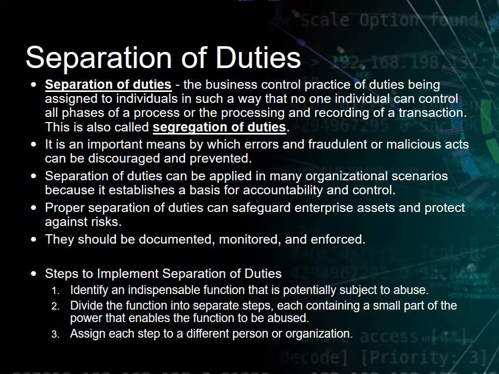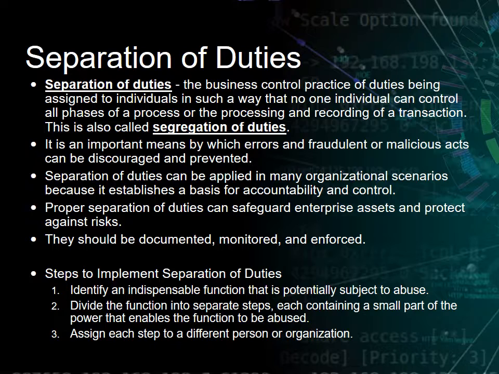So, for example, somebody who puts in a purchase request order cannot approve that purchase request. You need somebody else who approves the request, so no one person has monopolization over the entire process. This is an important means by which errors and fraudulent or malicious acts can be discouraged or prevented. Separation of duties can be applied in many organizational scenarios because it establishes a basis for accountability and control. Proper separation of duties can safeguard enterprise assets and protect against risks. They should be documented, monitored, and enforced.